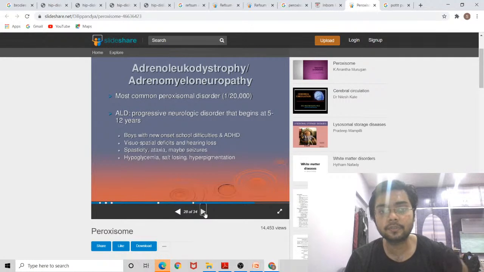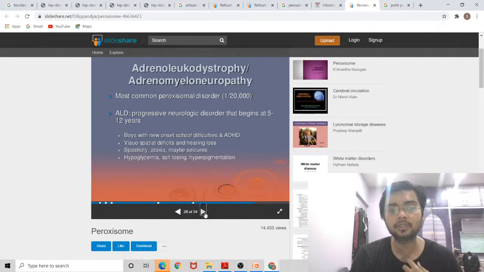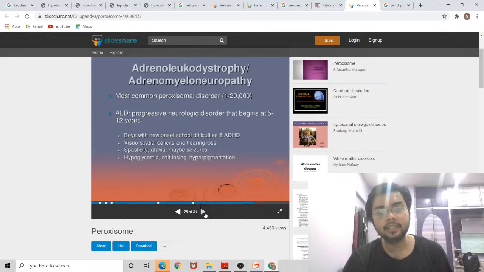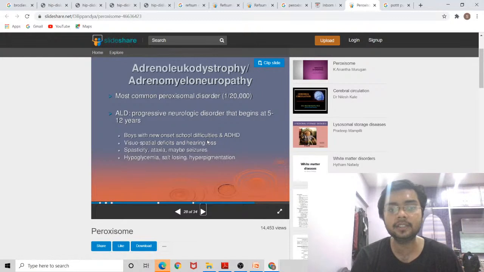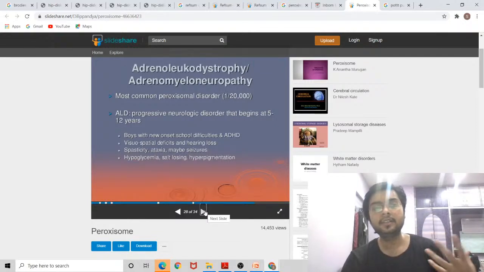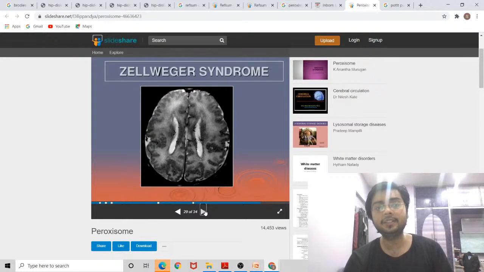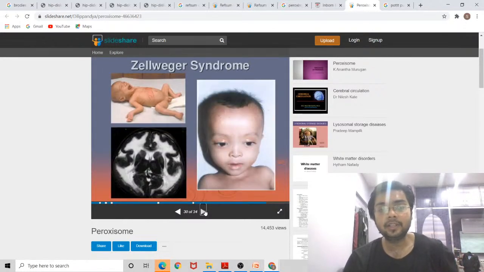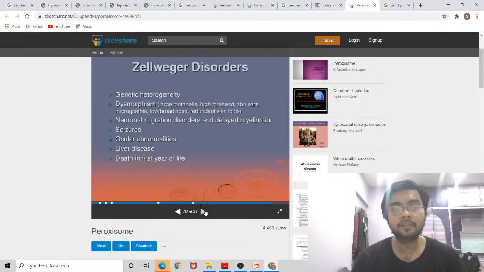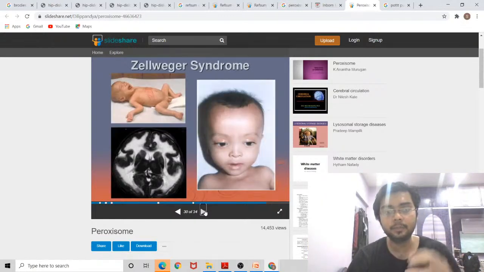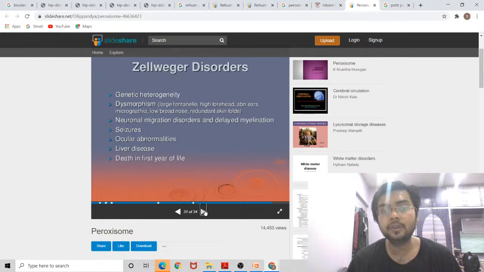For your future exam, adrenoleukodystrophy is the most common peroxisomal disorder, and basically the child will present with ADHD, new onset school difficulties, visuospatial deficit, ataxia, seizures, hypoglycemia. So these were some of the symptoms of adrenoleukodystrophy, and this is Zellweger's syndrome, where you will get a picture like this, and there will be dysmorphism. If you see this figure, the baby has a large frontal, high forehead, abnormal ears, micrognathia, low and broad nose, redundant skin folds, ocular abnormality, liver involvement. So that is why it is called a cerebrohepatorenal disorder.